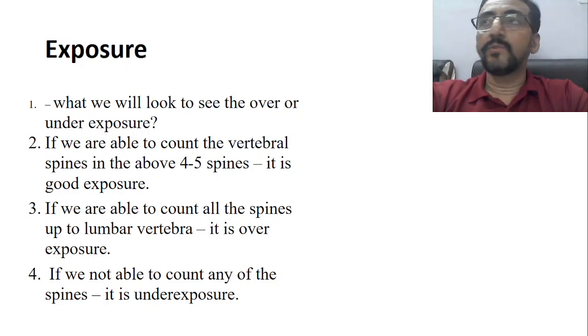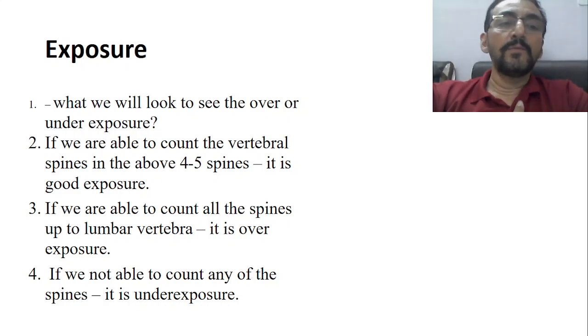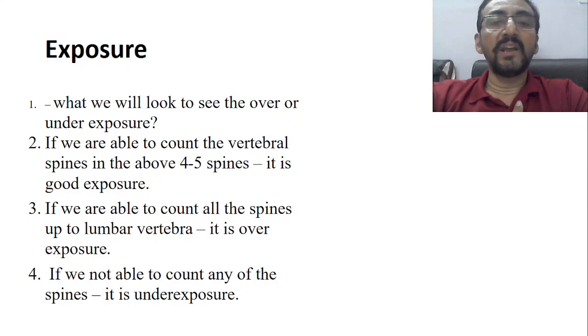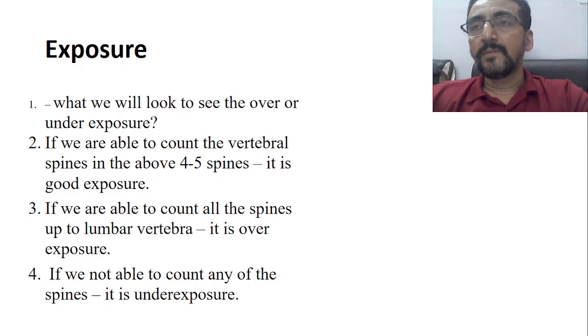Now, this is a very important thing. If you are able to count the vertebral spines, about 4 or 5 spines, then it is usually called good exposure. When you take the X-ray, we are looking at the anterior part, but if you see carefully in the midline, the white portion which we are seeing is nothing but the vertebral column. If you are able to count at least 4 to 5 spines, cervical 1, 2, 3, 4 or 5, that itself suggests that the exposure is good.